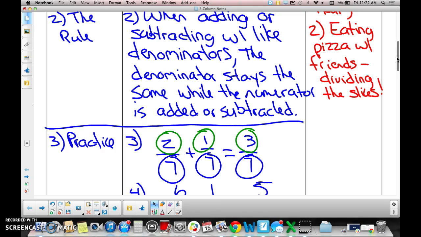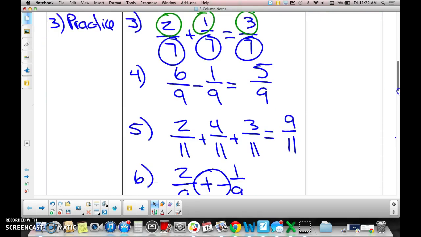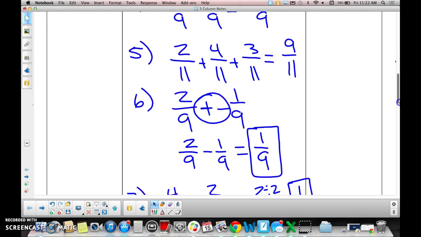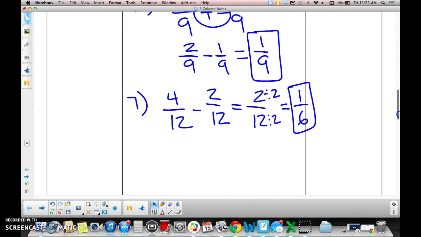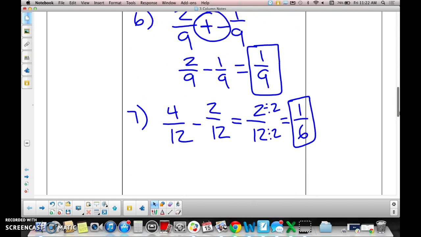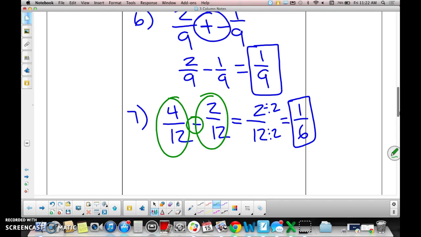Tristan, if you reduce. So look at number 7, for those of you that did these notes. We have 4 12ths. We're subtracting 2 12ths. What's 4 minus 2, you guys? 2. And our denominator is 12, right? Yeah. But 2 12ths can be reduced to our final answer of 1/6. So the denominator isn't the exact same because we had to reduce.